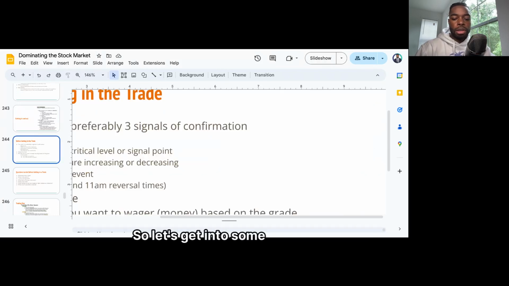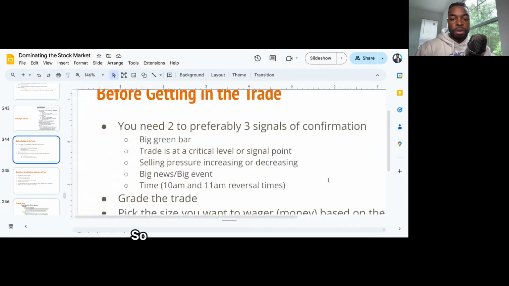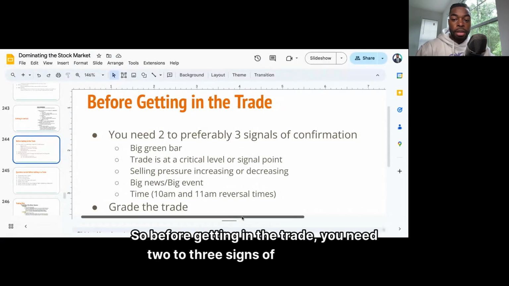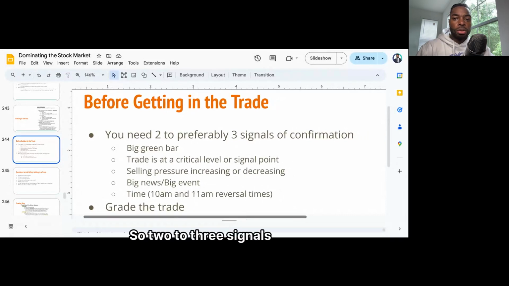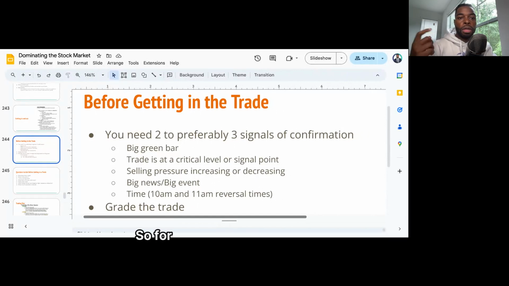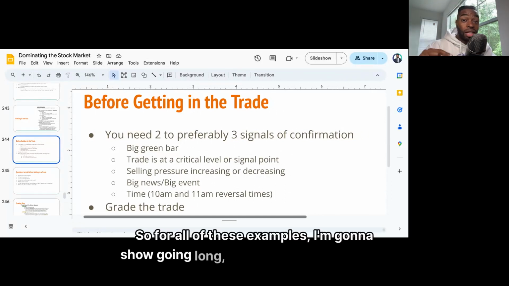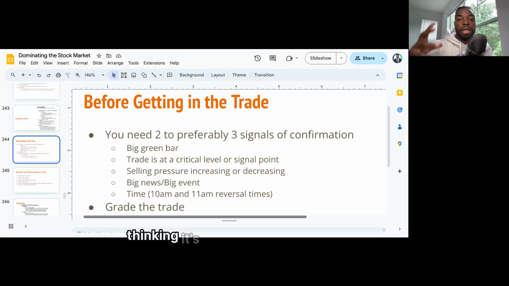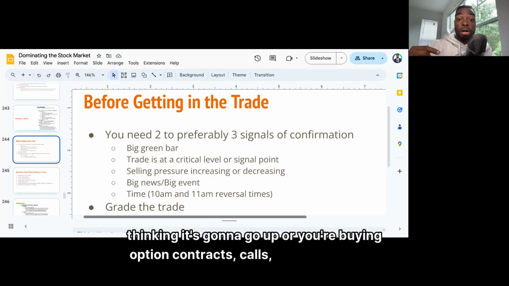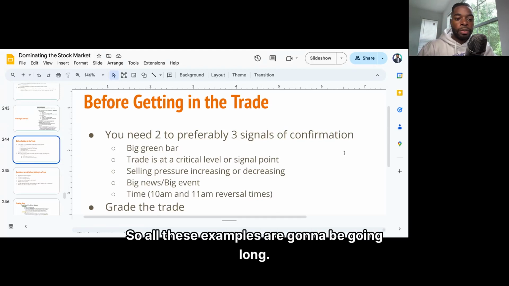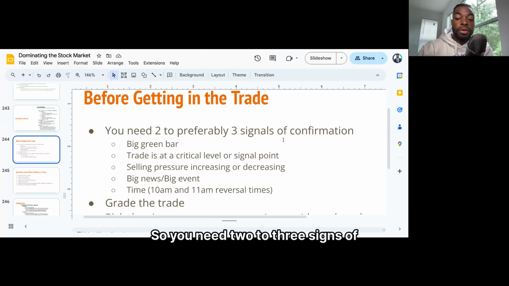So let's get into some of the basic rules that we need to know. Before getting in the trade, you need 2 to 3 signs of confirmation. So 2 to 3 signals showing that the trade is going to go in your direction. For all of these examples, I'm going to show going long, which means buying calls, where you're thinking that the stock is going to go up. So you're buying stocks thinking it's going to go up, or you're buying option contracts, calls, thinking that the stock is going to go up. So all these examples are going to be going long. You need 2 to 3 signs of confirmation.